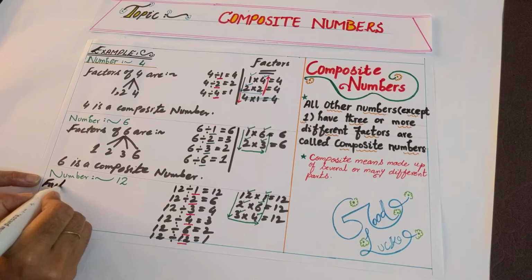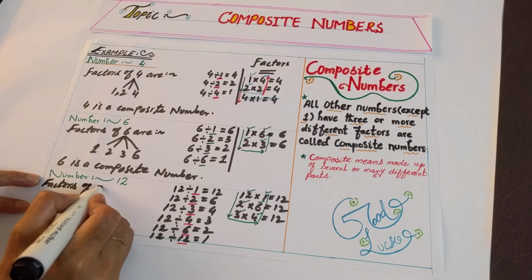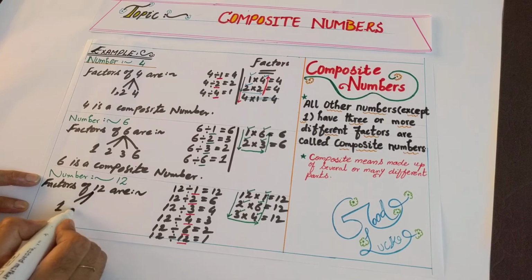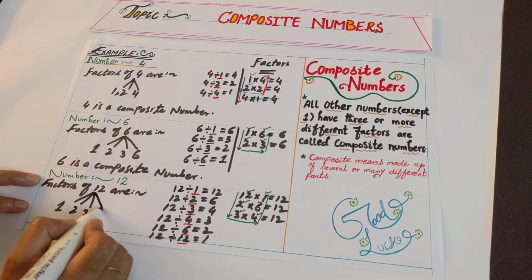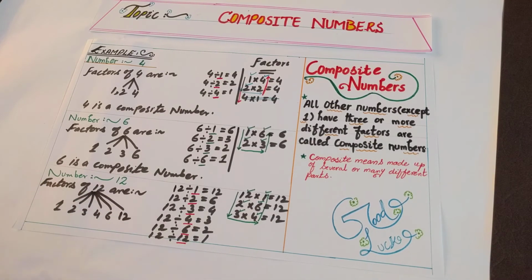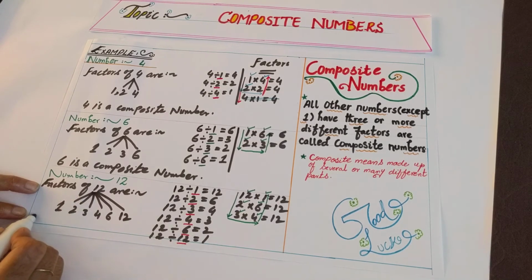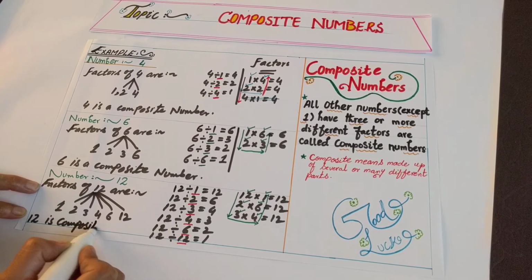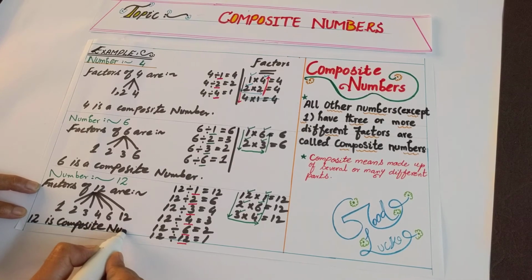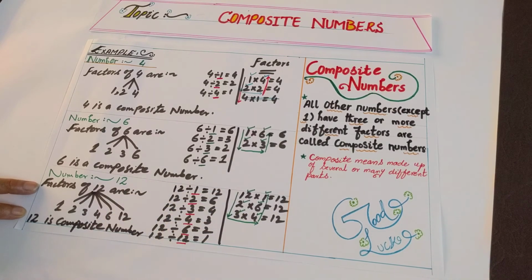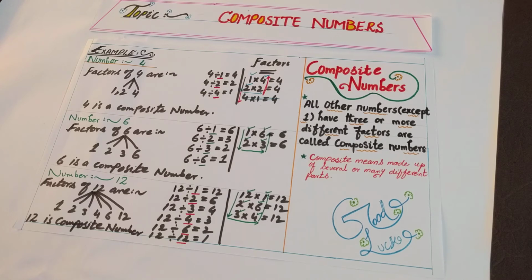So factors of 12 are 1, 2, 3, 4, 6 and 12. These all are the factors of 12 and all the factors are different from each other. It means 12 is a composite number. 12 is a composite number. Got it? So this is all about the composite numbers.